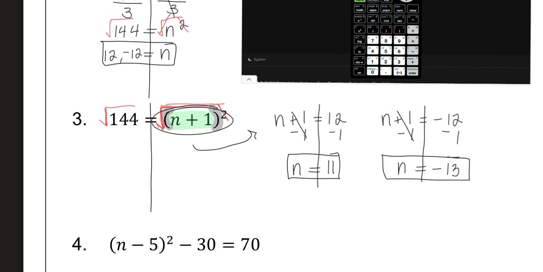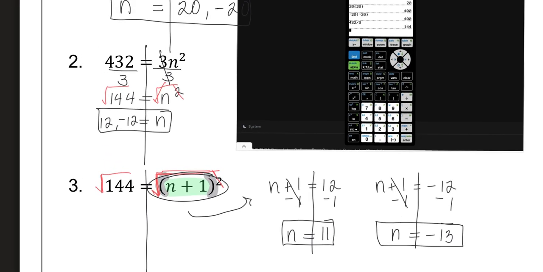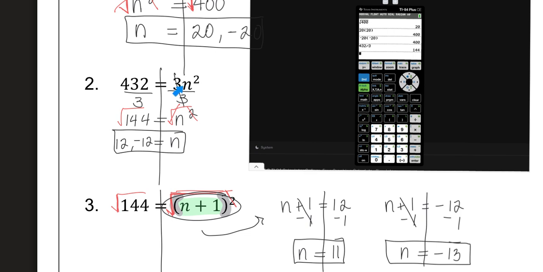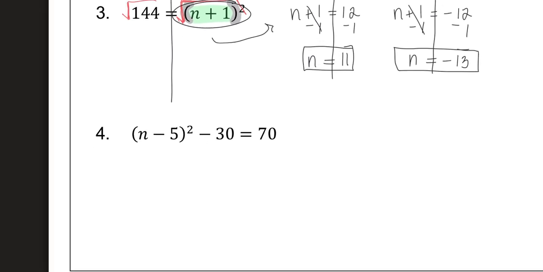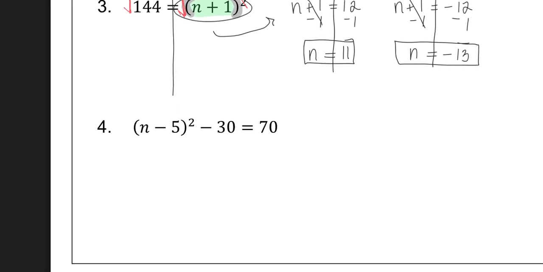So we are trying to isolate whatever is being squared. In those first 2 examples, it was the variable, right? We had n squared for both of those, so that's what we were trying to get alone. Here it was the whole expression. So you can always go through with a highlighter and highlight whatever you're trying to isolate. And that's exactly what I'm going to do for number 4. So we want to look at what is being squared. N minus 5 is what's being squared, okay? That means that's what I need to isolate.